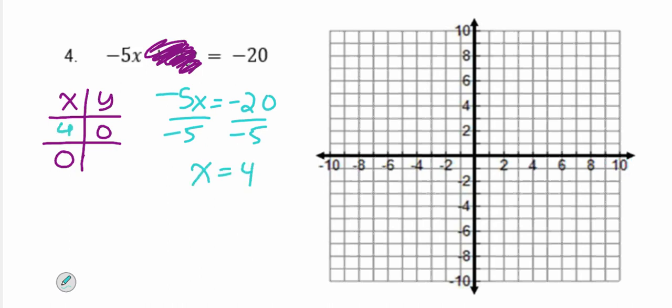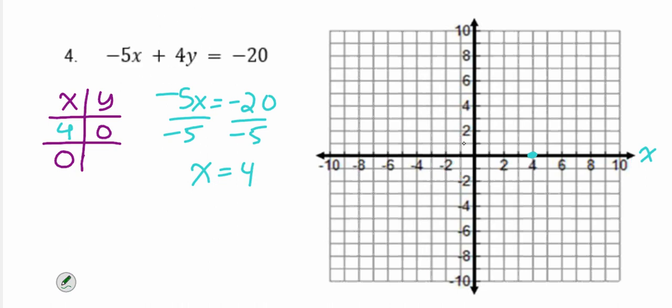So we put that 4 there, and here's a point, right? My x-intercept is (4, 0). So I go over to my x-axis, I find the 4, and then that 0 says don't go up, don't go down, just stay. That's (4, 0). So one thing down.